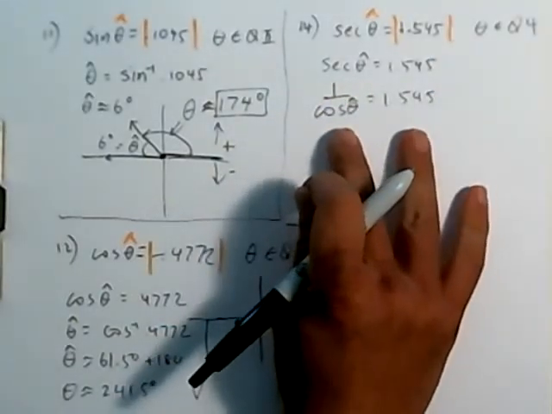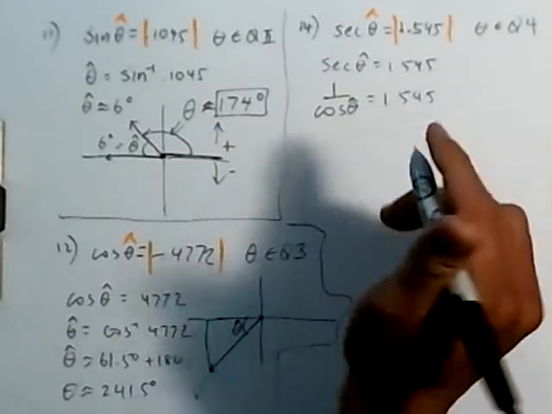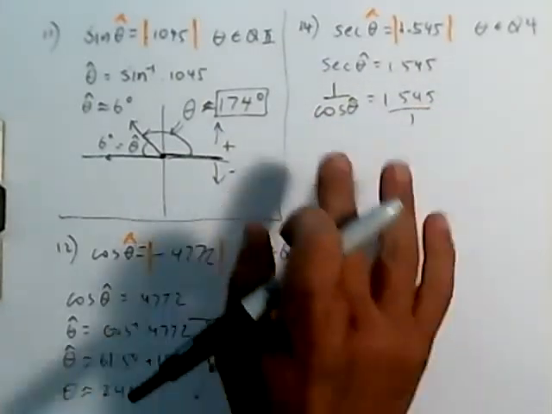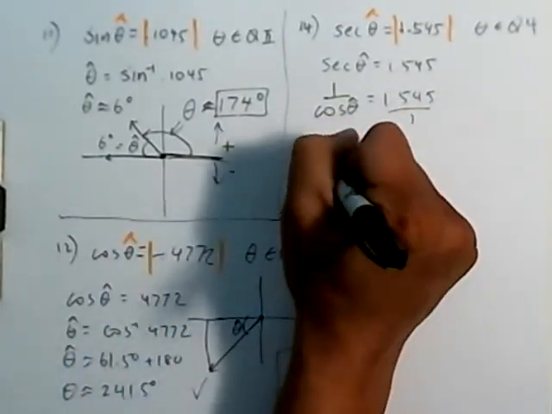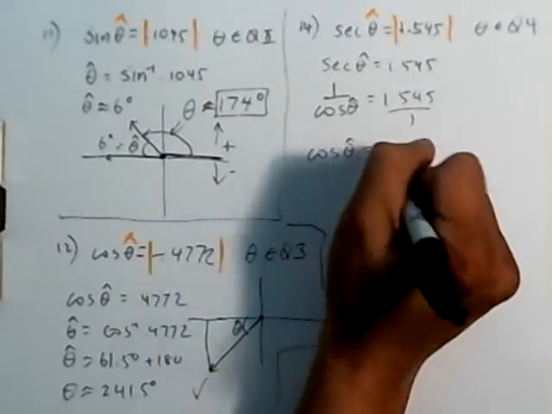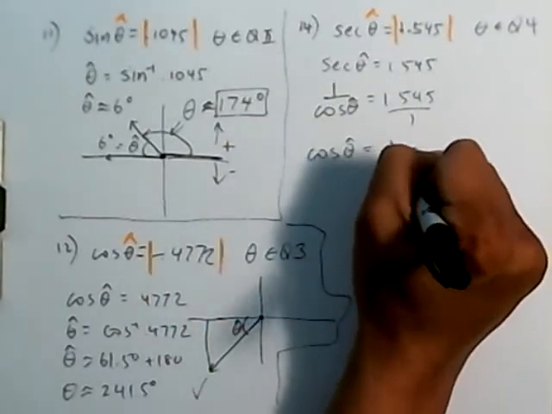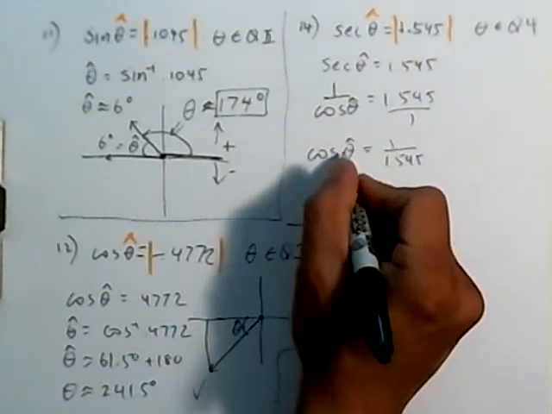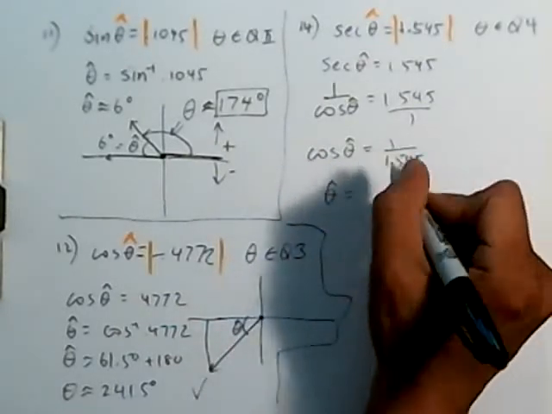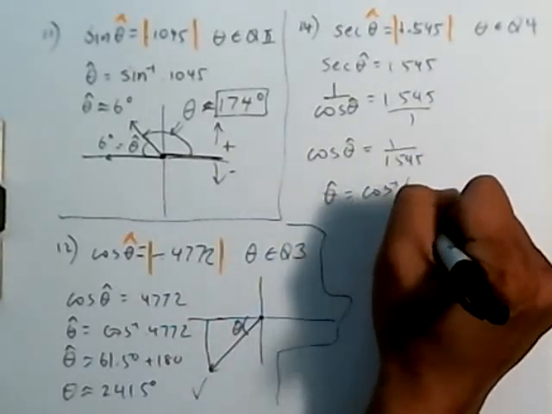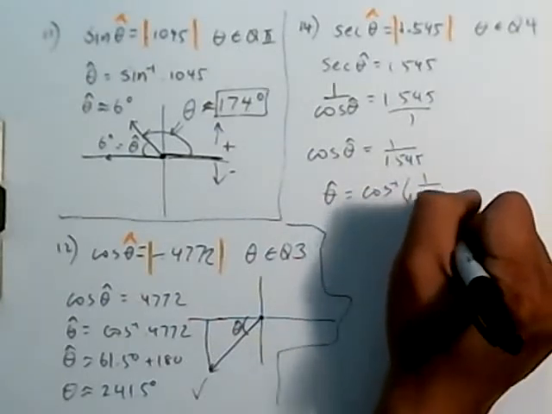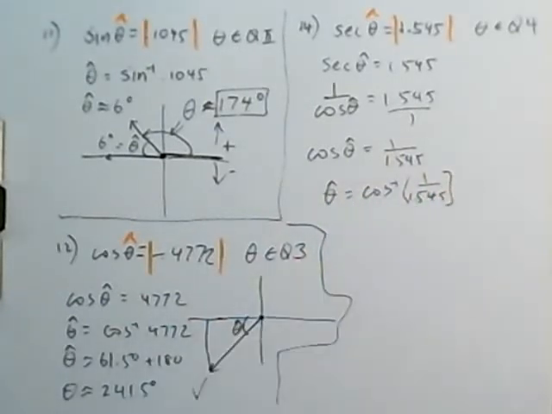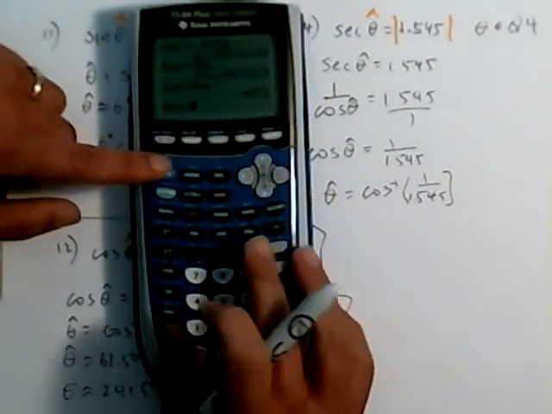At this stage, you can flip the left side, flip the right side. If you're not sure, just put it over 1. Flip the left side, flip the right side, you should get cosine of theta hat is equal to 1 over 1.545. And how do we find the reference angle? Of course, we take the cosine inverse of that, 1 over 1.545. And so we're going to use our calculator at this stage.